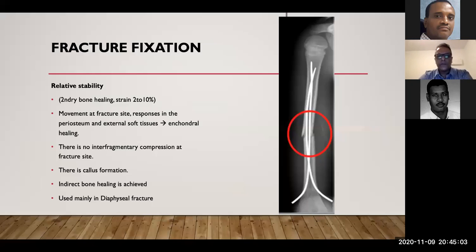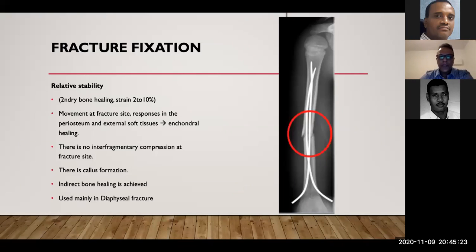If we want to achieve relative stability, however, this happens by secondary bone healing, where there is a strain of more than 2%. However, it's less than 10%. Otherwise, there will be no healing if there is more movement, more than 10%.